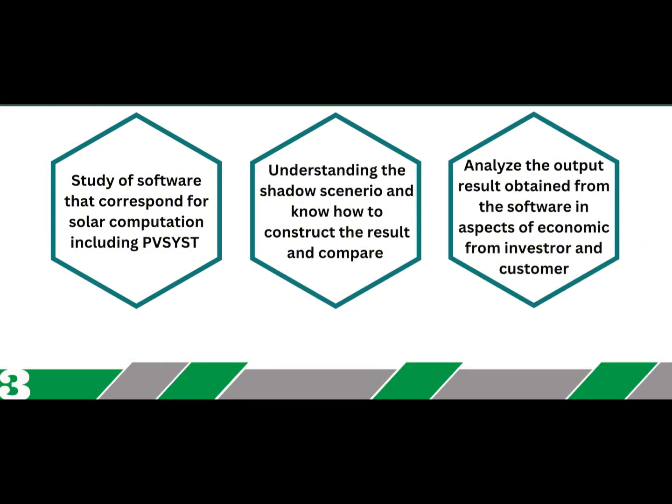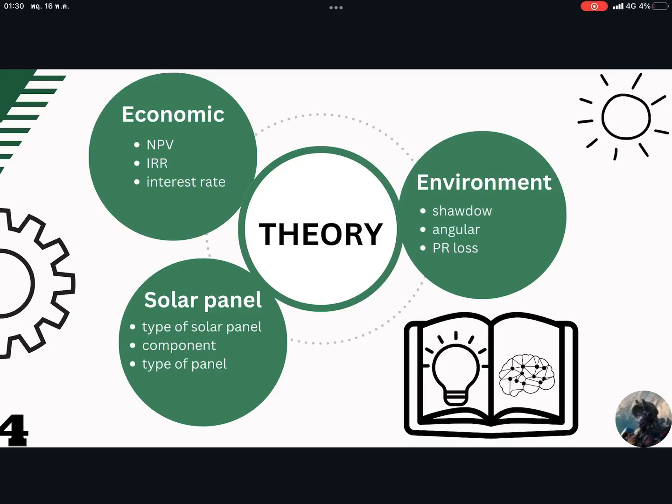Scope of work: study the software used for solar computation, including PVCs, understand the shadow scenario and how to construct the results and compare them, and analyze the output results obtained from the software in terms of economics from the investor and customer perspectives. For the theory of our project, we have three main parts: economic, environment, and solar panels.